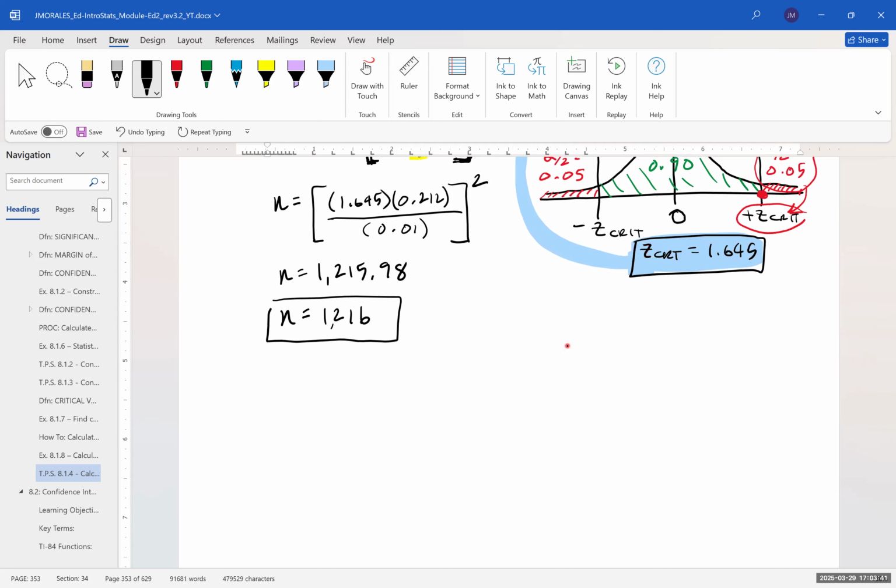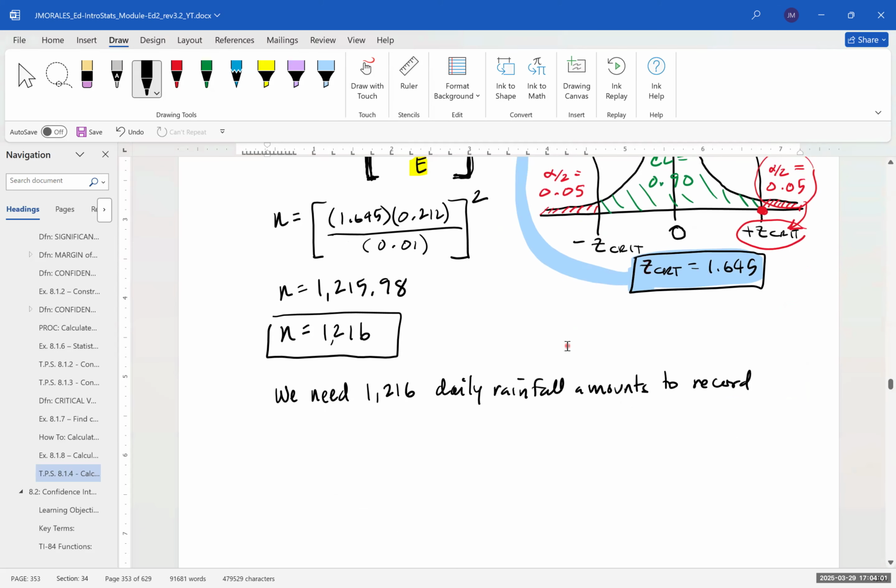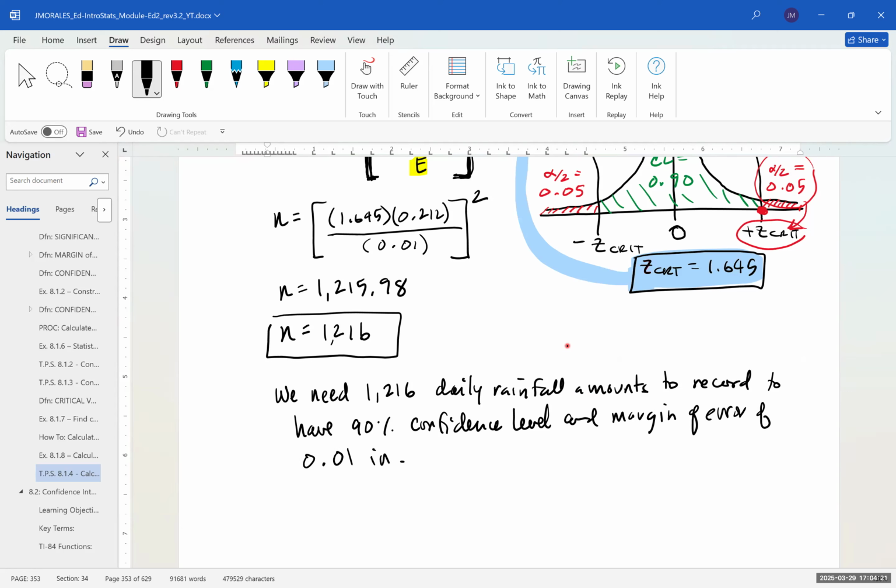And so we'll say that we need 1,216 daily rainfall amounts to record to have a 90% confidence level and a margin of error of 0.01 inches.